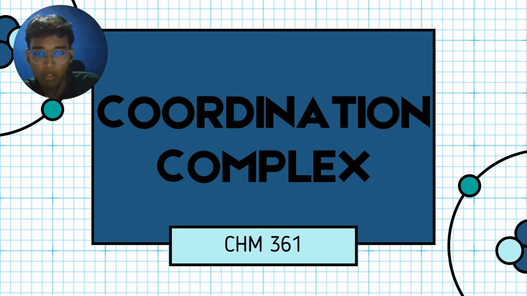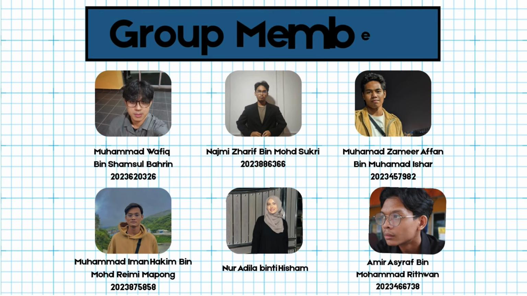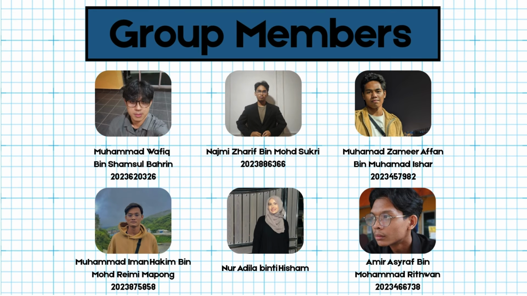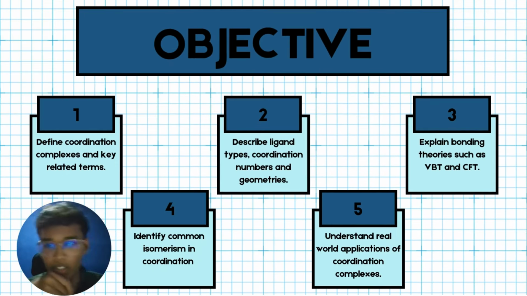In this video, we will talk about coordination complex. Our objective for this video is to define coordination complex and key related terms. Second is to describe the ligand types, coordination number and geometry. Third is we want to explain the bonding theory such as valence bond theory (VBT) and crystal field theory (CFT). Fourth is to identify the common isomerism in coordination. And fifth, we want to understand the application of coordination complex in the real world.